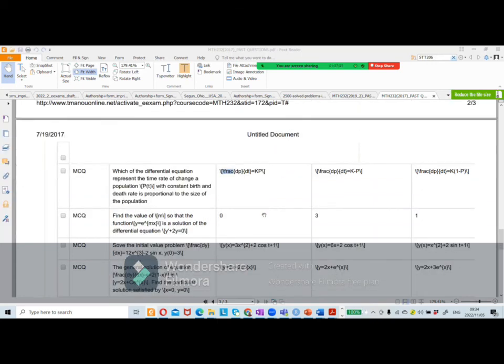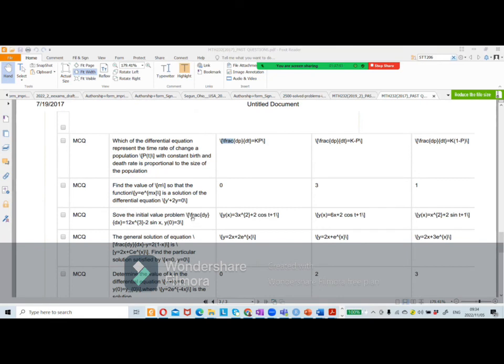Now, like this one, the answer is a solution. Look at this. Find the value of m so that the function y equals e raised to power mx is a solution of the differential equation of this form. Who can tell me this? Do you remember? Who remembers this question?